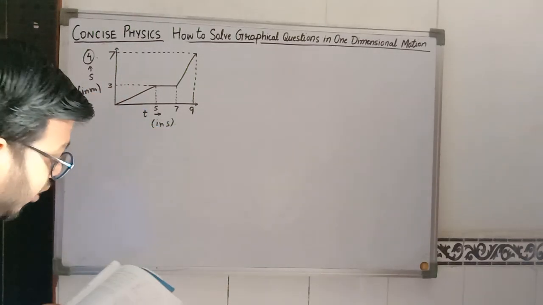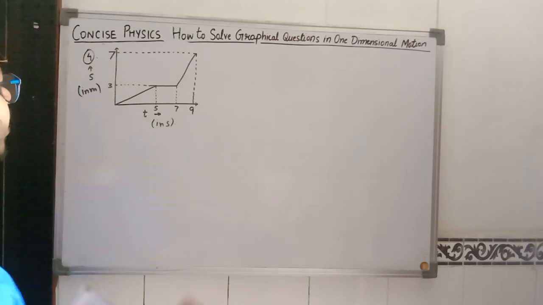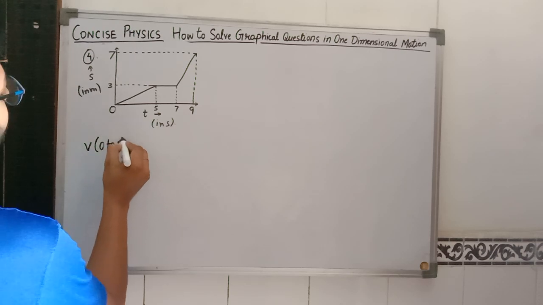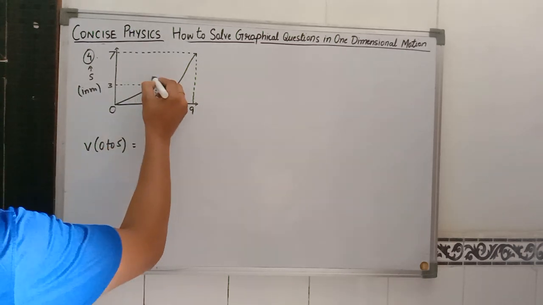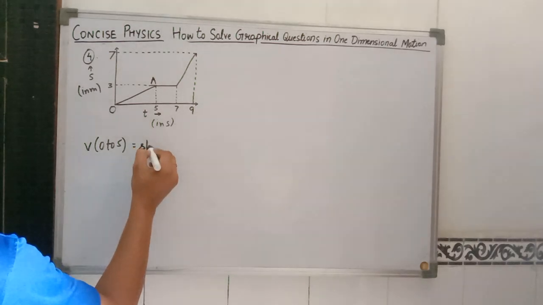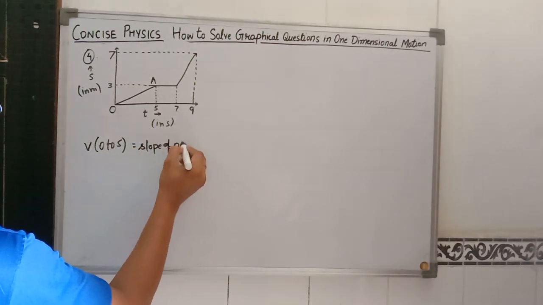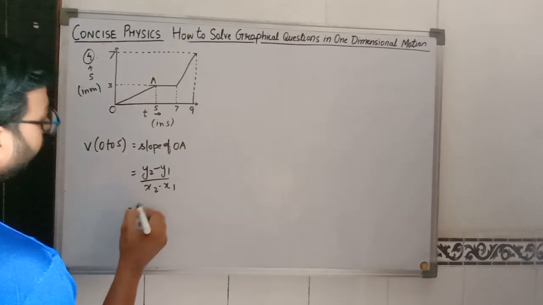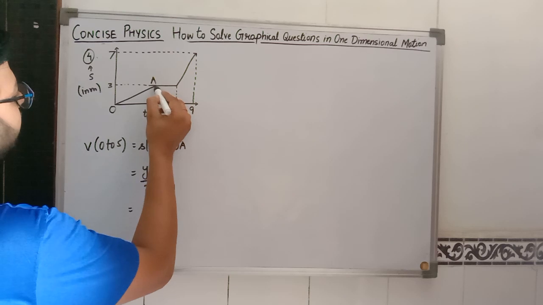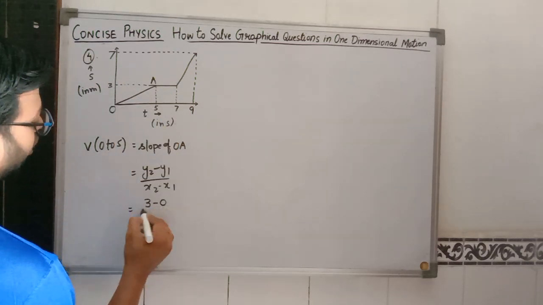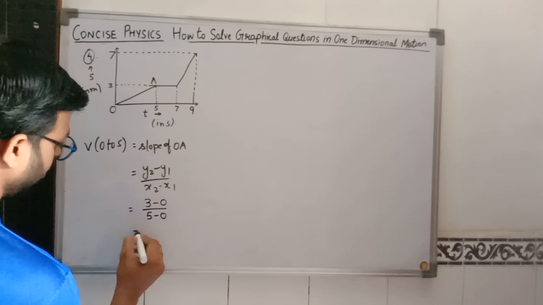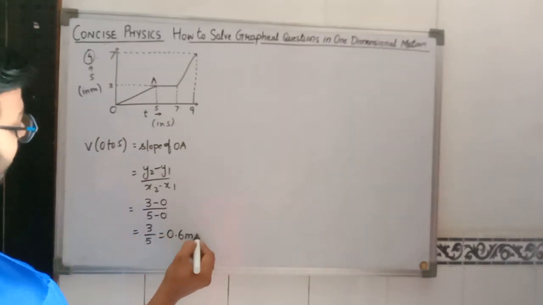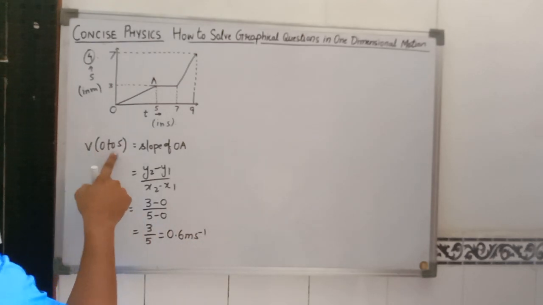Now we have to calculate the velocity from 0 to 5 second. Suppose we name the point A. So we can say the velocity is the slope of graph OA, which is y2 minus y1 upon x2 minus x1. Now y2 is 3, so 3 minus 0, and x2 is 5 minus 0. The answer is 3 by 5, so 0.6 meter per second. This is the velocity from 0 to 5.